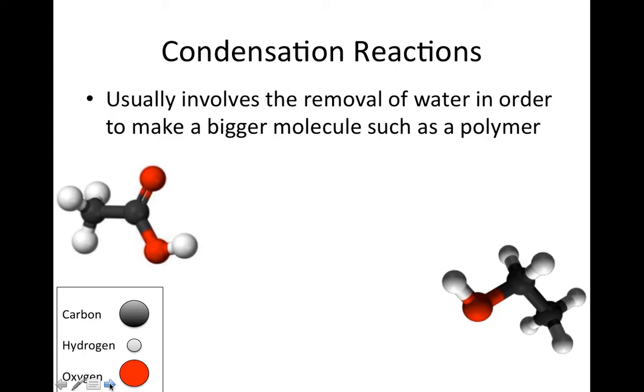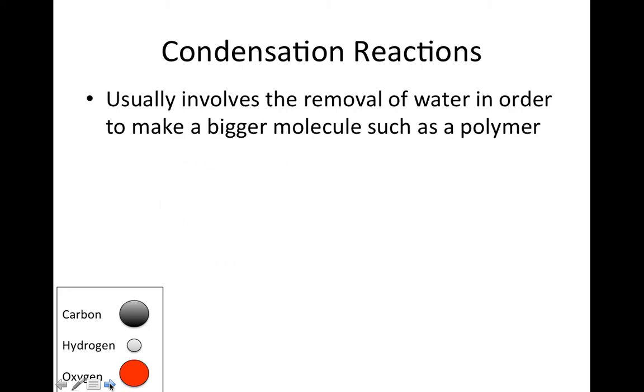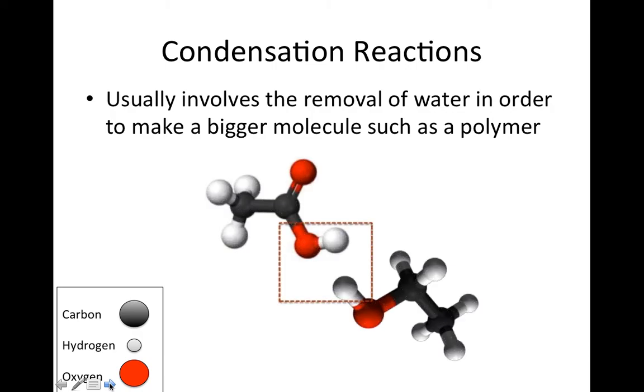So let's talk a little bit about condensation reactions. Condensation reactions usually involve the removal of water in order to make a bigger molecule, such as a polymer. So right here we have two molecules. They come together because of intermolecular forces. And what happens is the OH on this molecule here, which is actually a carboxylic acid, and the H on this molecule here, which is actually an alcohol, are going to condense to make water.